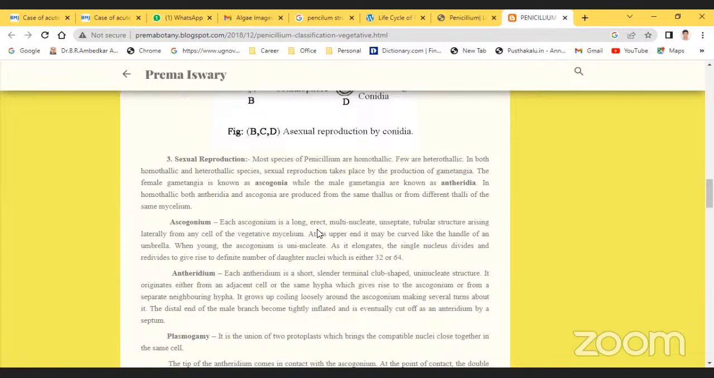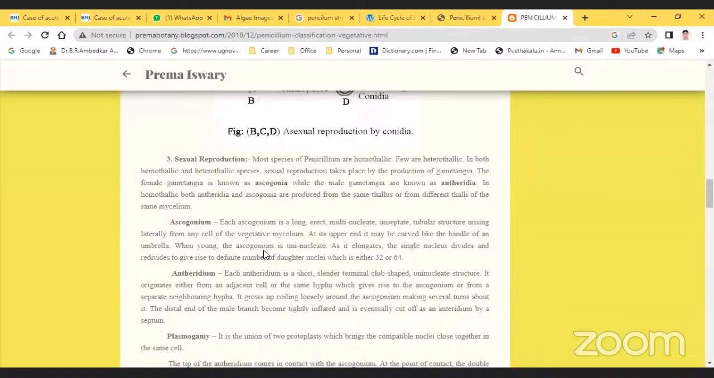Each ascogonium is a long, erect, multinucleate, unseptate tubular structure arising laterally. Laterally means side by side, from any cell of the vegetative mycelium. This ascogonium developed from the vegetative mycelium. At its upper end, it may be curved, like the handle of an umbrella. Curved means it is not straight.